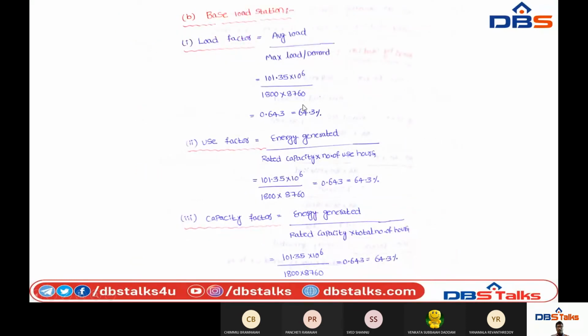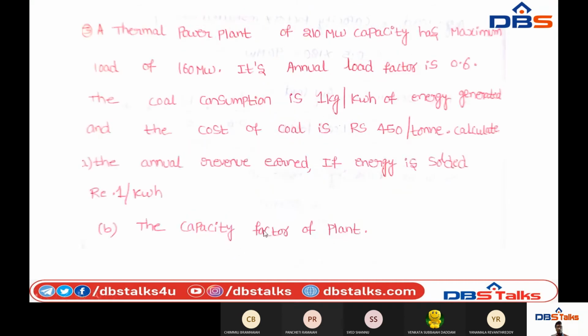In this, I'm not taking the value of load factor like 12,000. I'm taking only base load station, it is 1800. After then, capacity factor is similar to use factor, 64.3. It is one problem, and moreover the third problem is a thermal power plant of 210 megawatt capacity that has a maximum load of 160 megawatt. Its annual load factor is given as 0.6.